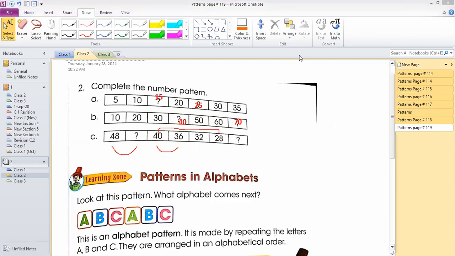Is it clear, guys, that we are counting back in fours in this pattern? Yes. Very good. Now you identified the pattern, so you can tell the answer easily. This is 48. You have to minus 4, you have to subtract 4, you have to count back in 4s. So now tell me your answers in the chat box. After 48, what number should be there?